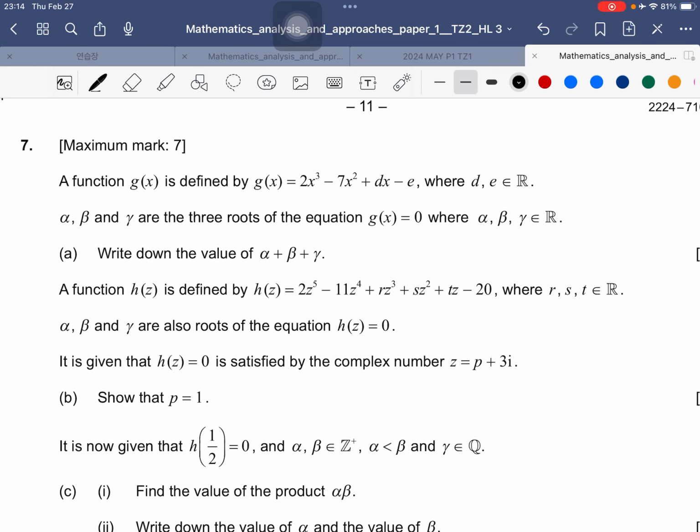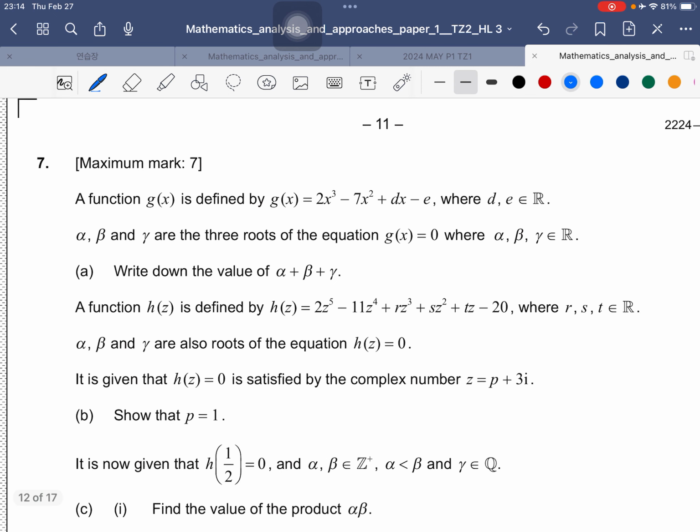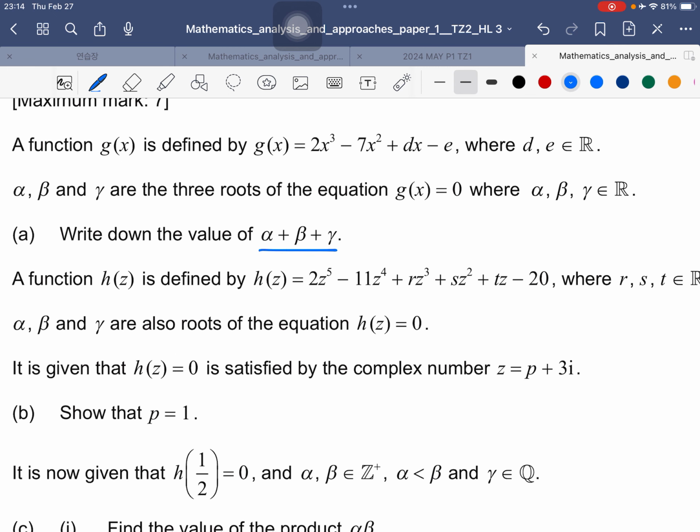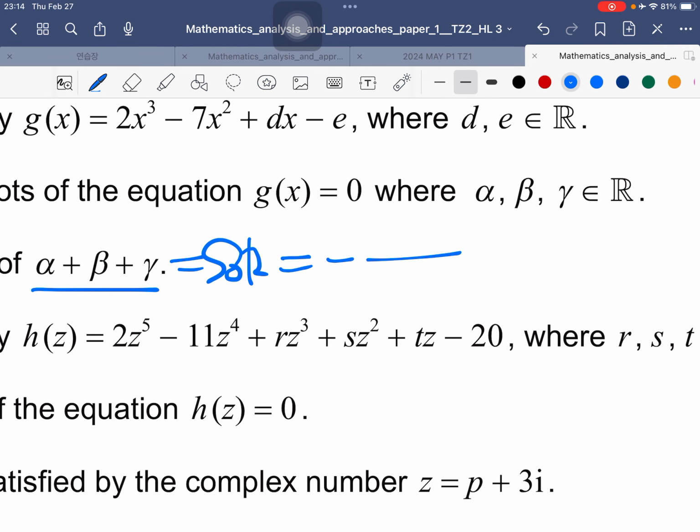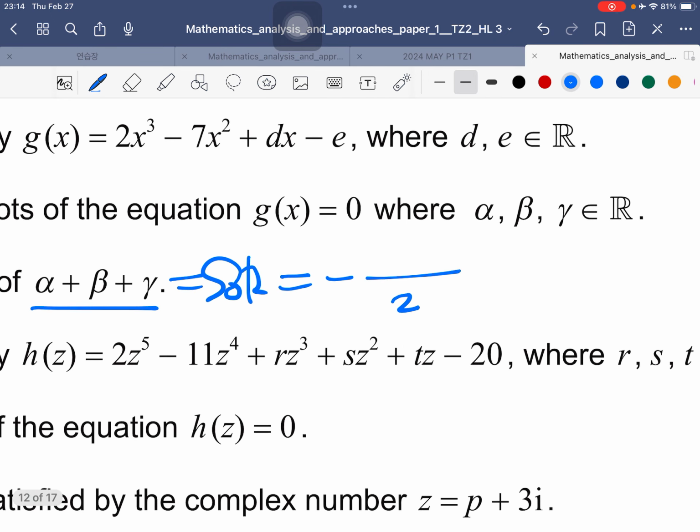Question number 6. The function g(x) is a cubic function with all real number coefficients. Alpha, beta, and gamma are the three roots of the equation. Write down alpha plus beta plus gamma, the sum of all roots. The sum of roots equals minus the coefficient of the second highest degree over the coefficient of the highest degree, 2, so minus minus 7 over 2, which is 7 over 2.